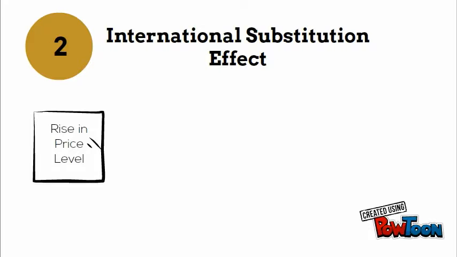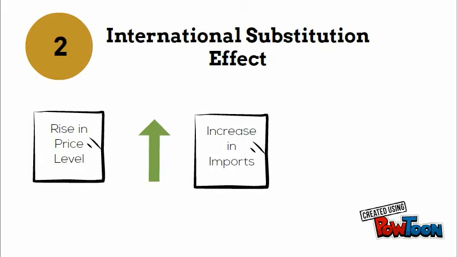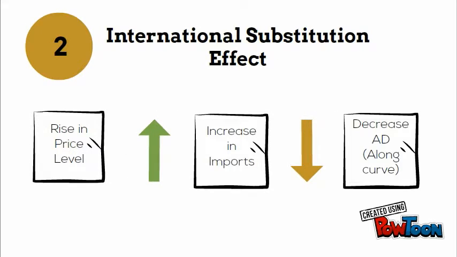Next is the international substitution effect. If the price levels in a country rise, an increase in imports will occur since foreign goods are cheaper to buy for that country. This will overall decrease the aggregate demand along the curve for that country.